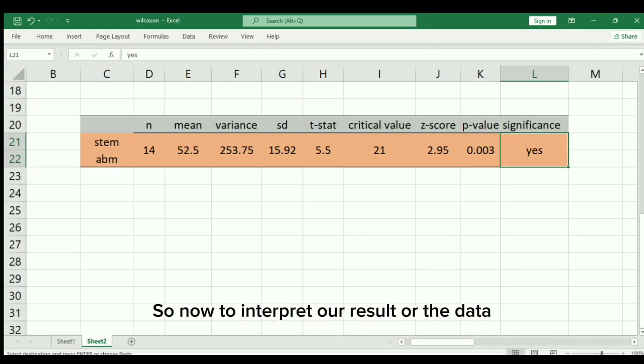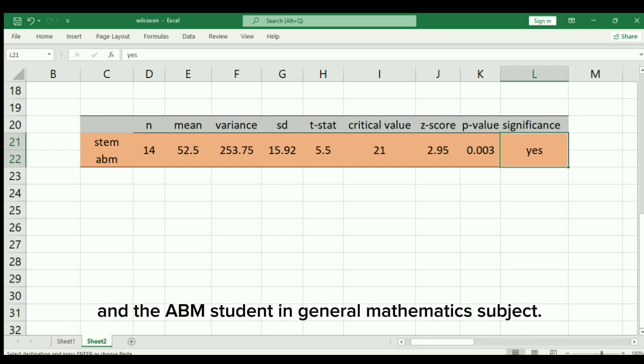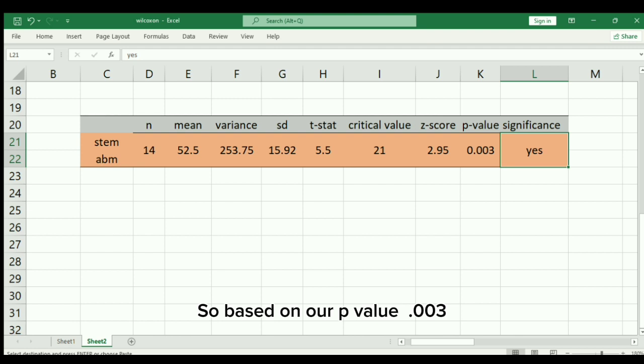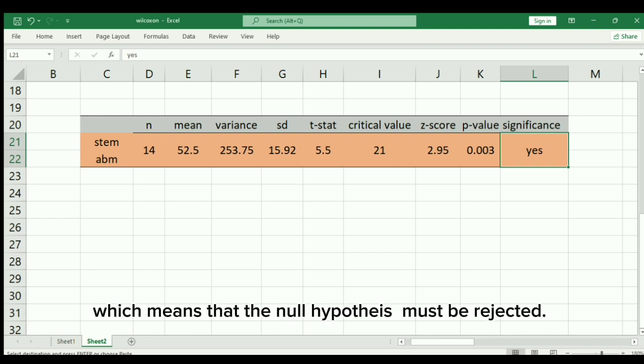Now to interpret our result, the result shows that there is a significant difference between the general knowledge of STEM students and the ABM students in the general mathematics subject. Based on our p-value, 0.003 is less than our significance level, and our critical value, which is 21, is greater than the test statistic, which is 5.5, which means that the null hypothesis must be rejected.